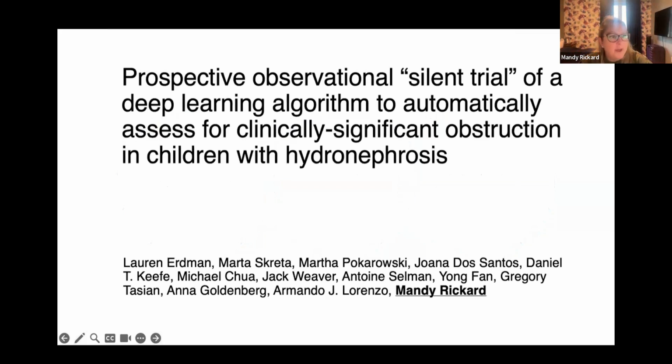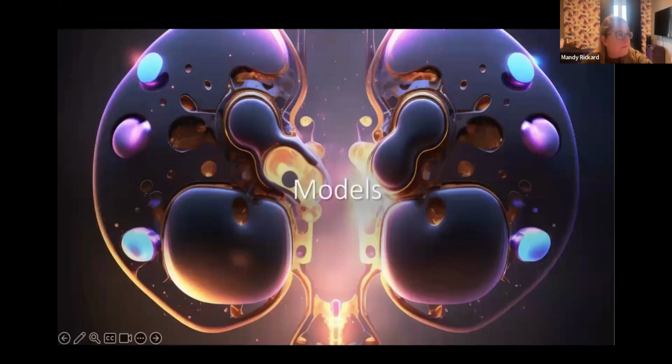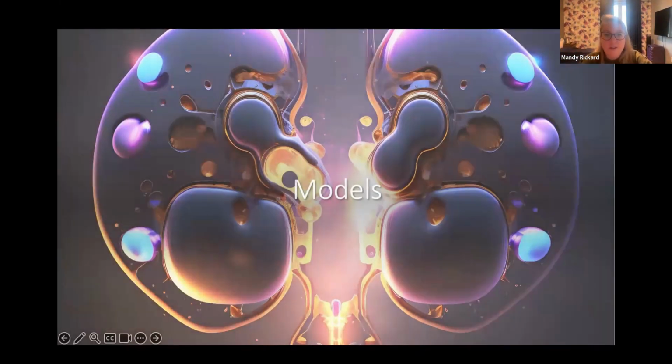After developing the model, we had to test it prospectively, and we did this with silent trial methodology, like I just showed you. And so the next step for our hydronephrosis model is a clinical trial, which is something that we're actively working on now. And so now we can go through some examples of some other types of models that we've developed in our clinic and with our hydronephrosis patients.